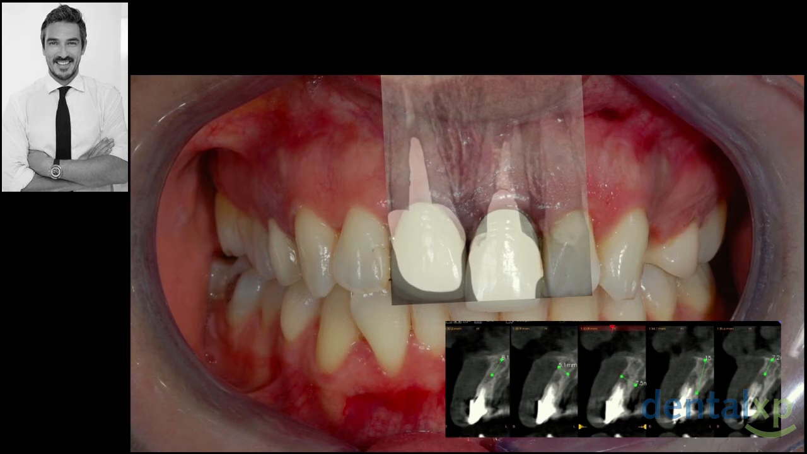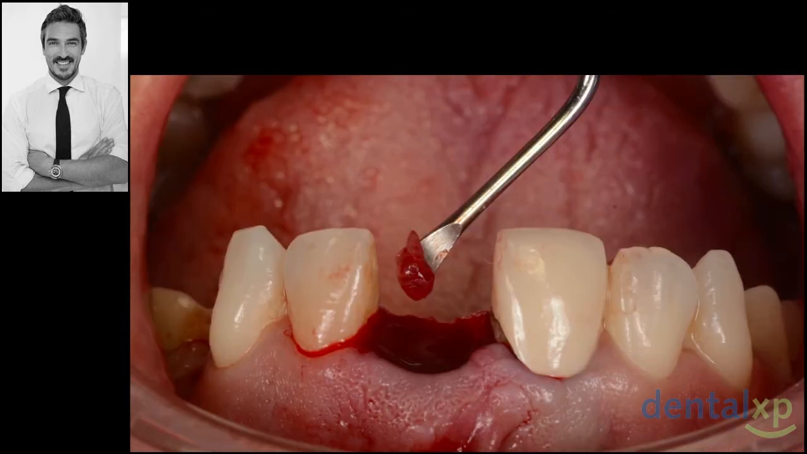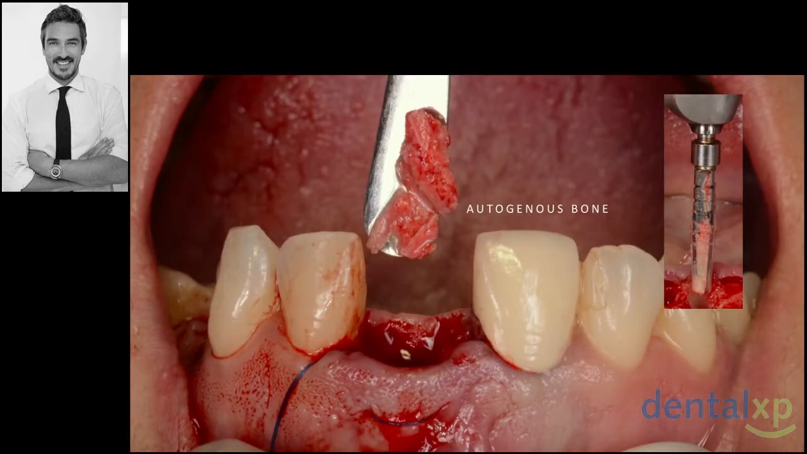But of course, throughout time and with everybody participating with the science and the evidence, we now know that we can do this. So that's why it's so important to attend these meetings and to go on Dental XP and spend some time and learn, because at the end of the day, you can spend less time in the chair with your patients and have better results. So we took out that tooth, we cleaned, and we placed a connective tissue graft, autogenous bone that was harvested.